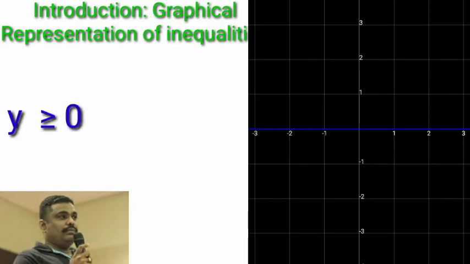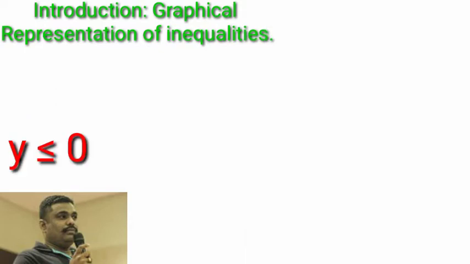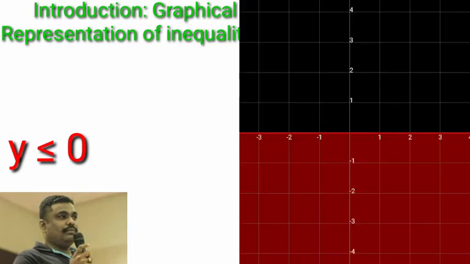Y is greater than or equal to 0. Your blue color region represents y greater than or equal to 0. It lies above the x-axis. In this case, the y value is greater than 0 or equal to 0. You want to shade the region above the x-axis. Suppose y is less than or equal to 0. It lies below the x-axis. When you see the diagram, your red color region represents y less than or equal to 0. In this region, the y value is less than 0 or equal to 0.